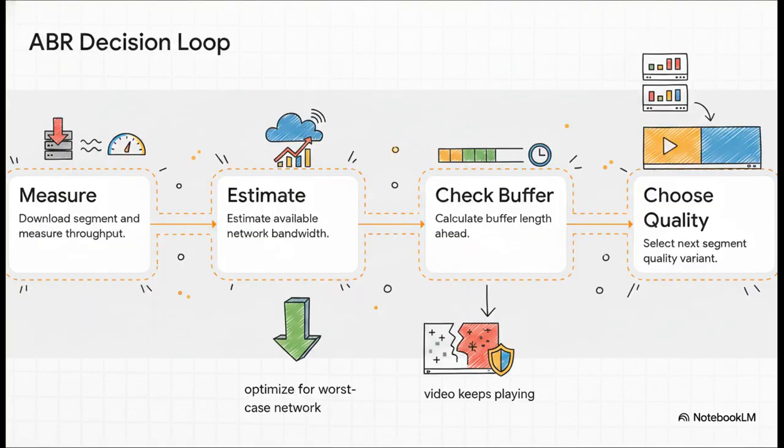And once that beautifully predictable video ladder is ready to go, the player's adaptive bitrate, or ABR, decision loop takes the wheel. It's a continuous, fascinating little cycle. First, the player downloads a segment and measures the actual throughput it just got. Second, it estimates the available bandwidth. Third, it checks how much buffer length it has safely stored ahead. And finally, based on all that math, it chooses the very best quality variant for the next segment. What you really should take away from this is that the player is making decisions to optimize for the absolute worst-case network, not the average. It dynamically, constantly negotiates quality versus bandwidth just to make sure your video never stops playing.